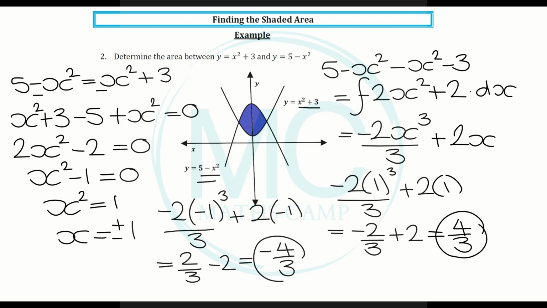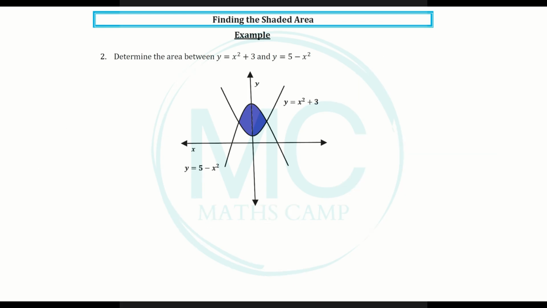Now, the next step, we need to subtract the lower value from the higher value. So our higher value is 4 over 3, and our lower is -4 over 3. So I'm going to make some space, and I'm going to say 4 over 3 minus -4 over 3 gives us a total of 8 over 3 units. This is our shaded area. Let's do one more example.